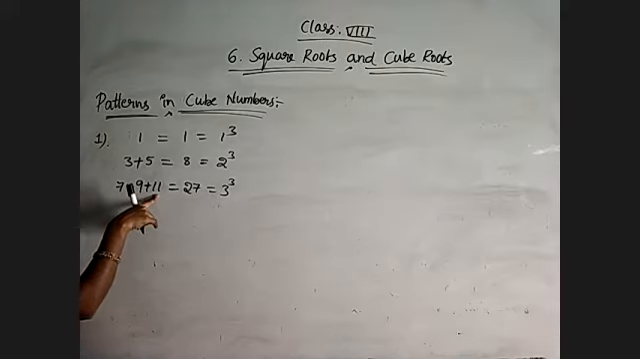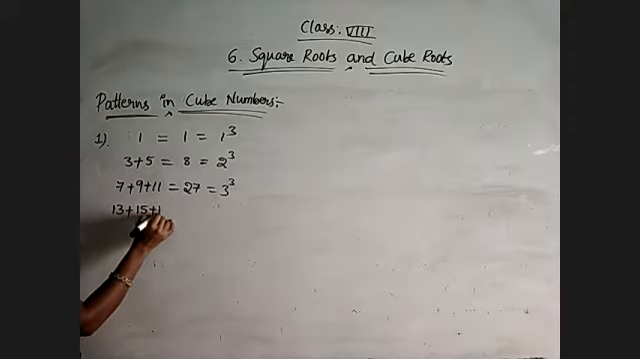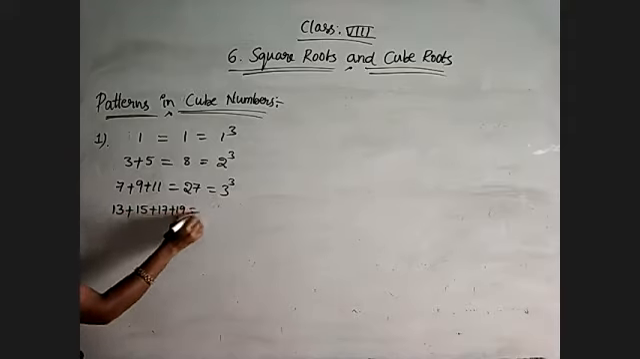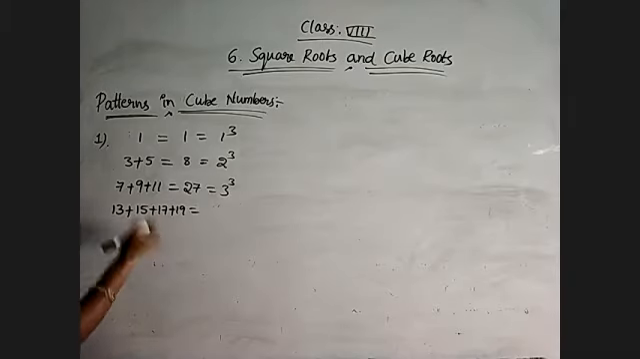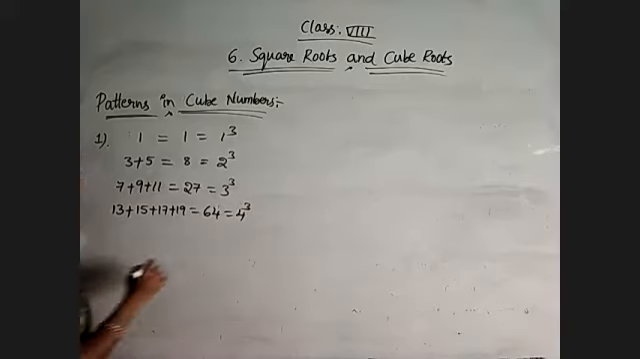After 11, what is the consecutive odd number? 13. So, because it is the fourth step, we have to take 4 numbers: 13, 15, 17, and 19. 4 consecutive numbers. Compulsory, you will get 64, which is nothing but 4 cube. Just observe whether you will get 64 or not.